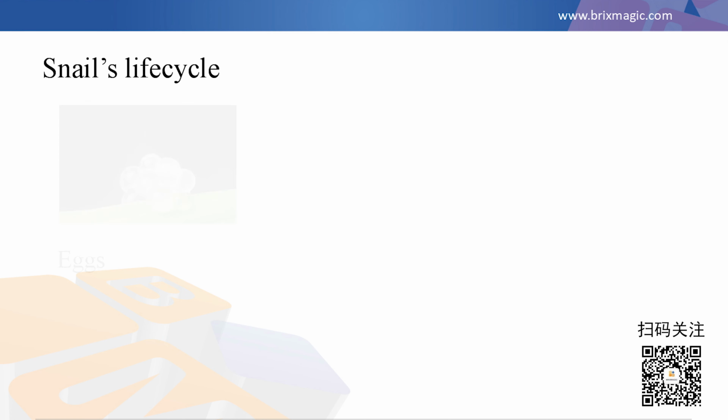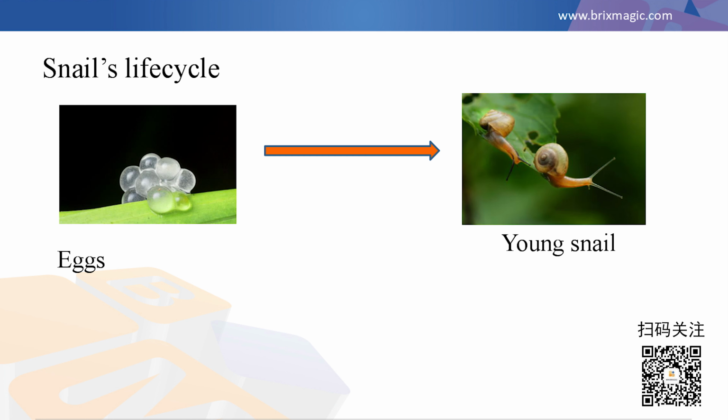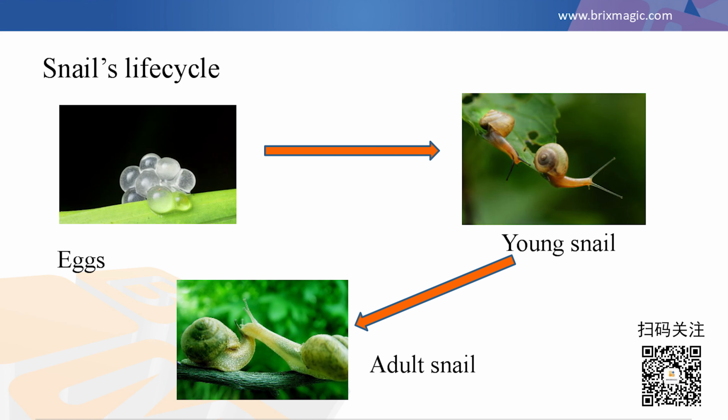So first, when a snail lays its eggs, it'll lay about a batch of 80 eggs. And the eggs are these tiny, pearly white eggs where the snail will be born from. A snail will lay about 6 batches of eggs in 1 year. So once the snail hatches, it'll become a young snail, and over time will grow up to be a full-grown adult snail.